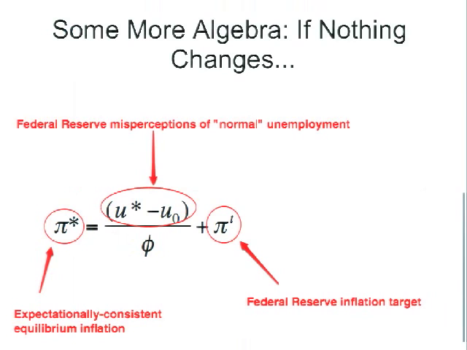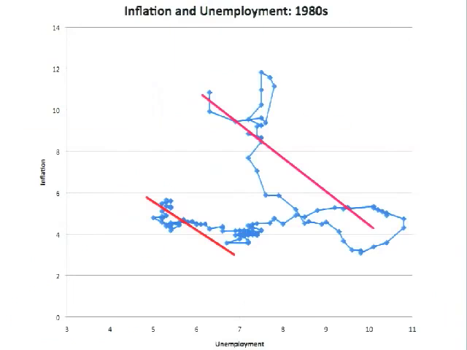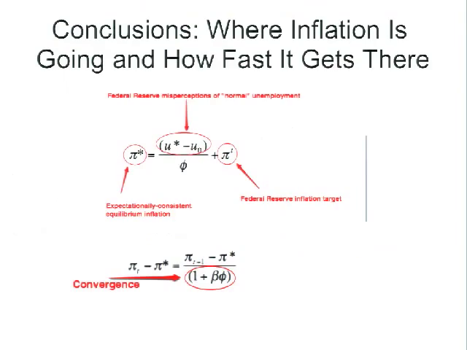And so you're going to be heading there. How fast you're heading there depends on the slope of the Phillips curve and on the aggression of the central bank. But you are going to be heading there. You are going to be converging. Let's work through an example of this.